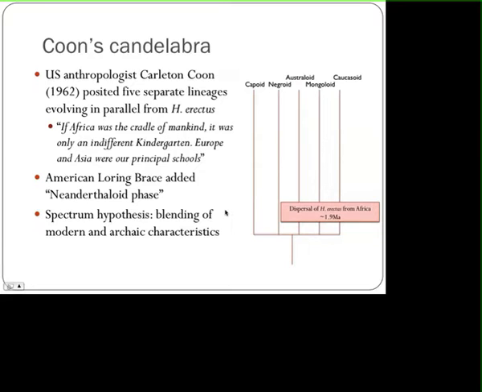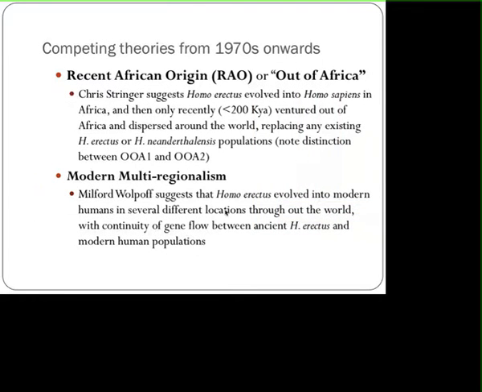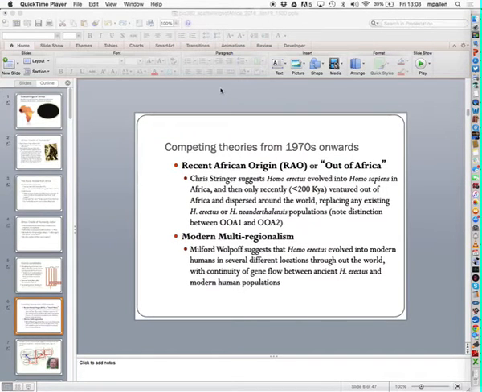One other final hypothesis before we move to the central two hypotheses we're going to discuss, something called the spectrum hypothesis, which was there was a kind of blending of modern and archaic characteristics in different lineages at different times and in different places. It was a bit of an ill-defined kind of hypothesis. But since about the 1970s or so, there have really been two competing theories about the origins of modern humans. We had these two competing theories.